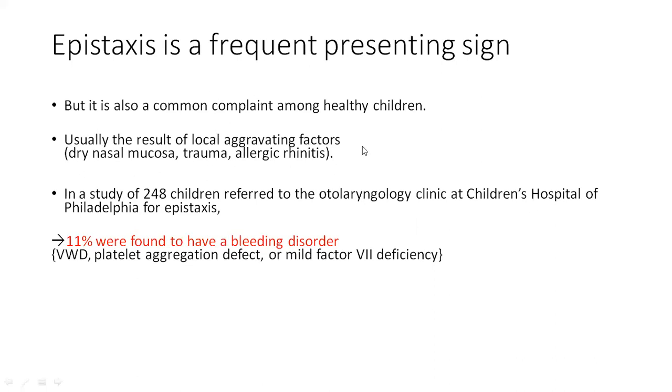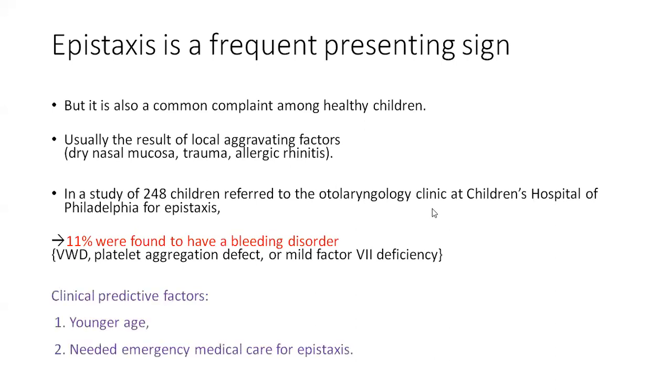So this epistaxis can be due to local factors as well, right? Nasal mucosa, trauma, allergic rhinitis as well. But when you're dealing with recurrent epistaxis at a very younger age, those are the risk factors for identifying a bleeding disorder. And one more important thing is, at any point of time, if a child needs emergency medical care for epistaxis, that is pathological. So always think like this. If the child has just an episode of epistaxis at home, it subsides by itself, it's very unlikely to be pathological. But the same child needing emergency medical care support, most likely it's pathological.